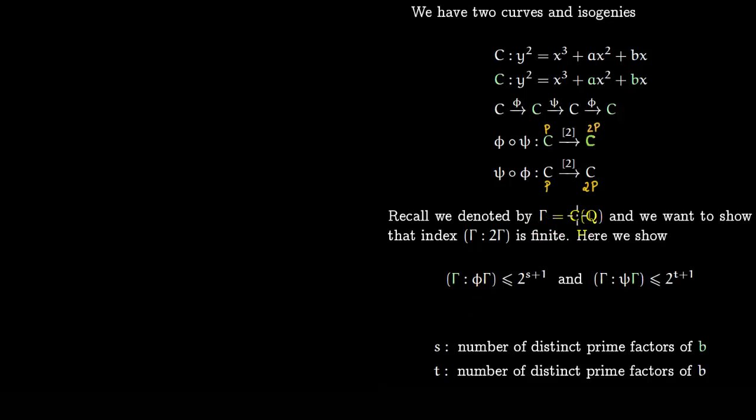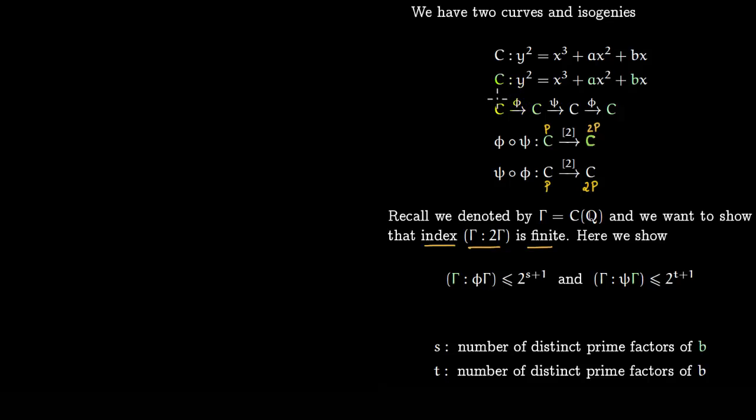And we denoted by gamma the group of rational points on the white curve. And finally, to end the proof, we have to show that this gamma over 2 gamma is finite. That is, this index here is finite. But this will be shown in the last lecture. Here we will show that this green gamma over phi of white gamma is finite. This is less than or equal to 2^s plus 1. So notice that this green gamma is right here and white gamma is right here.